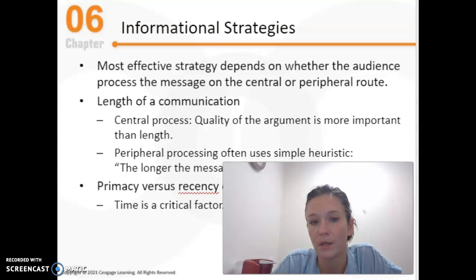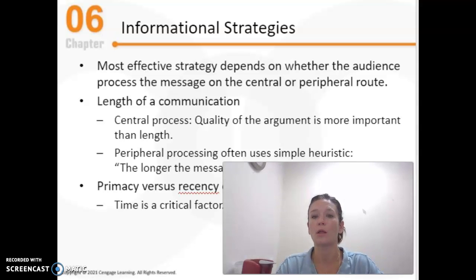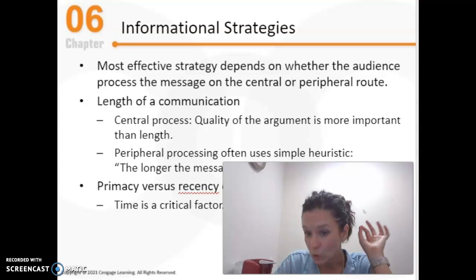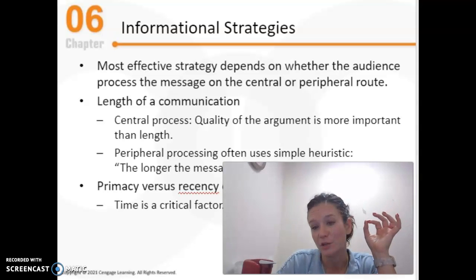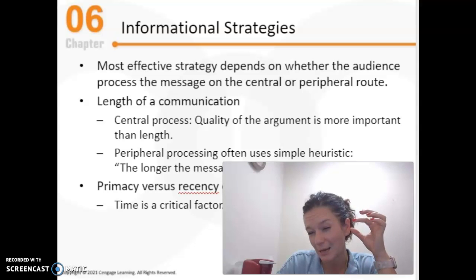Informational strategies. If you're using the central route to persuasion, the quality of the argument is more important than the length. So if you have something to say and you can get it out short, succinct, and you use facts and they're indisputable, that is the way to go. Peripheral processing often uses simple heuristics, so if you're processing through your peripheral route, you are likely to think the longer the message, the more important it must be, therefore it must be true. You should save yourself a lot of time and try to activate that central route by really thinking about what is being said.